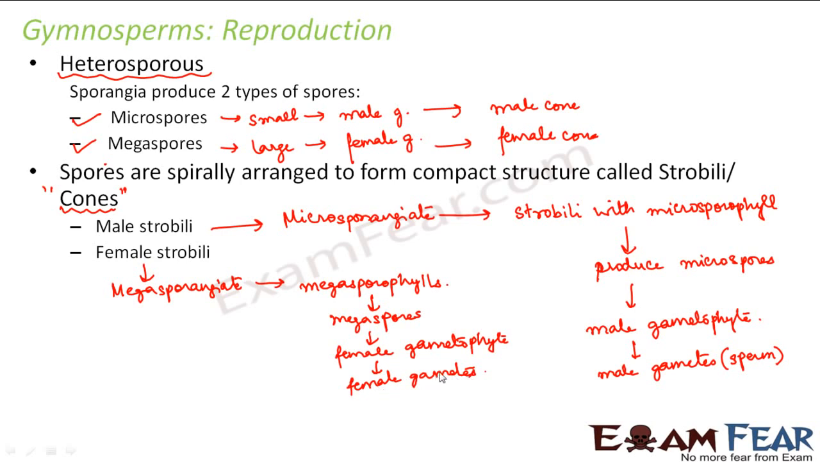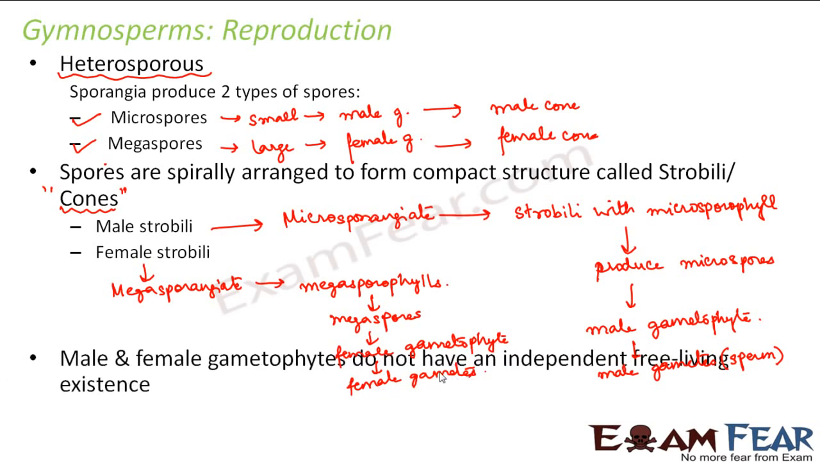So now here we see that the male and the female gametophytes do not have an independent free-living existence. So this male gametophyte and the female gametophyte, which we spoke about just now, none of them have an independent existence. What do I mean by free-living existence? That means they cannot exist without each other. They are not independent in their existence. They are dependent. So what do I mean by that? Let us have a look at that.